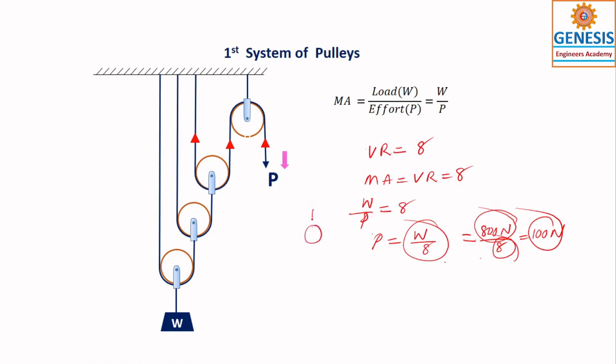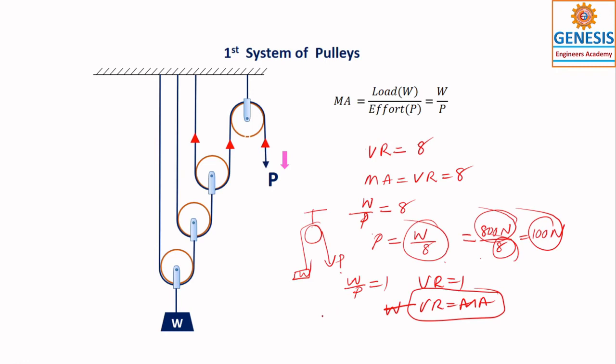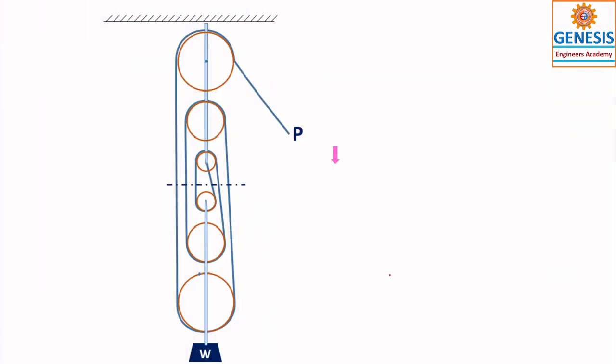In the first system, there is only one fixed pulley, your load is this one, and you are applying the effort here. So here the mechanical advantage is 1, since the velocity ratio is 1. Velocity ratio is equal to mechanical advantage. Why? Because it is an ideal machine where efficiency is 1 or 100%. So that is all about the first system of pulleys.